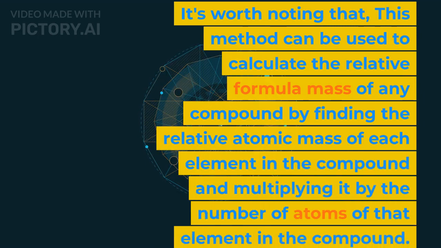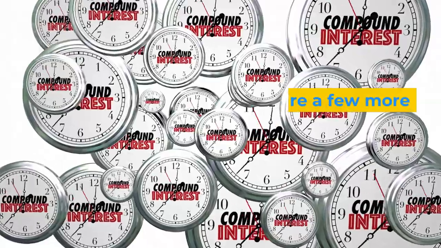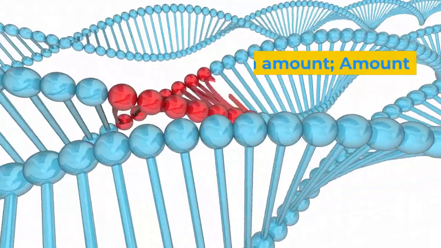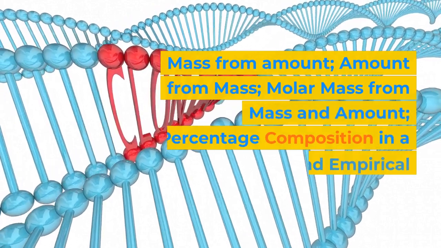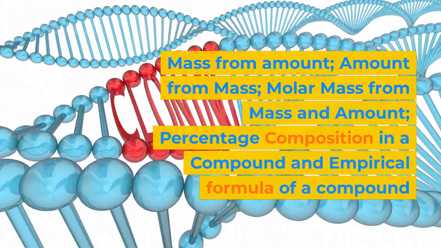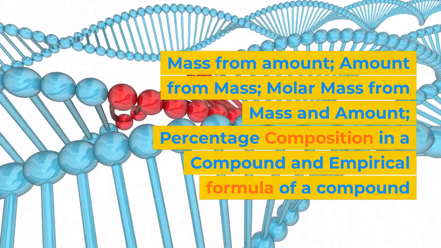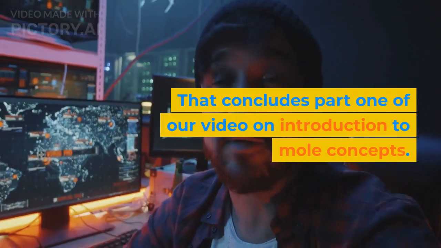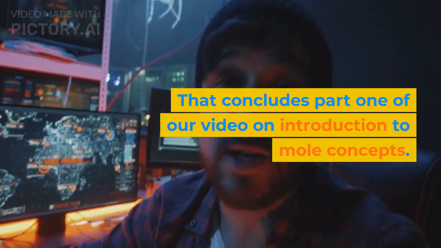It's worth noting that this method can be used to calculate the relative formula mass of any compound by finding the relative atomic mass of each element in the compound, and multiplying it by the number of atoms of that element in the compound. Here are a few more concepts we are covering. Mass from amount, amount from mass, molar mass from mass and amount, percentage composition in a compound and empirical formula of a compound. That concludes part 1 of our video on Introduction to Mole Concepts.